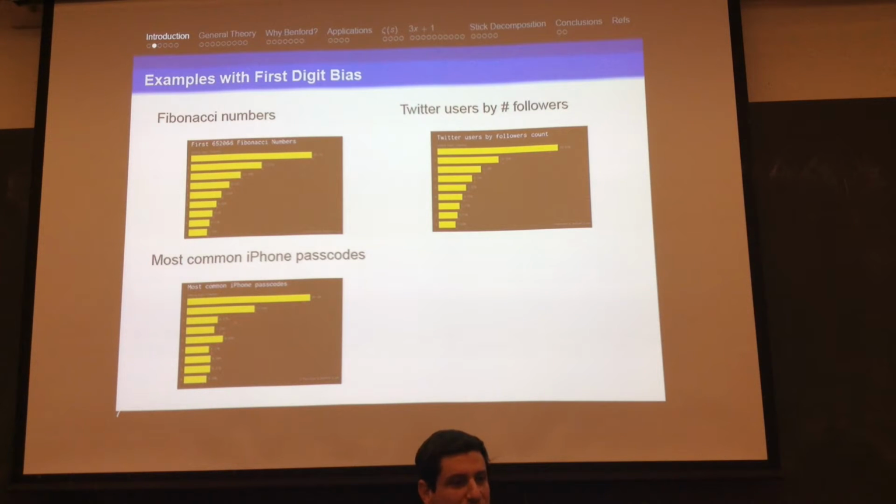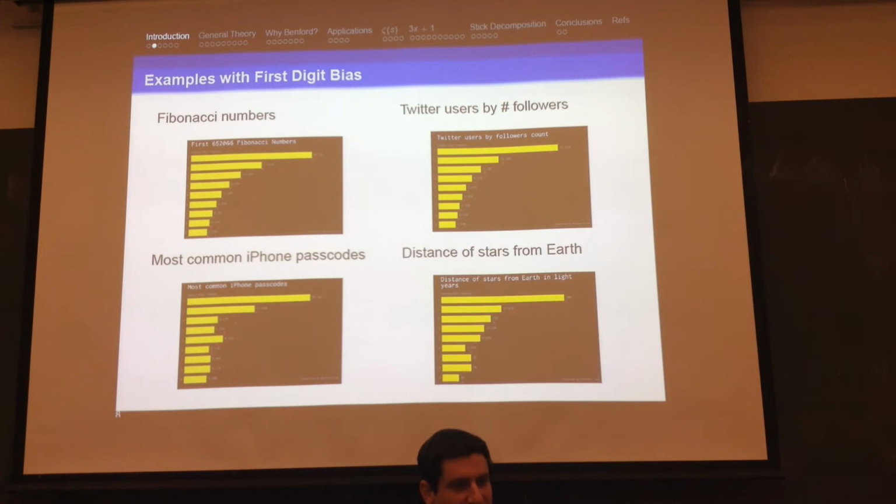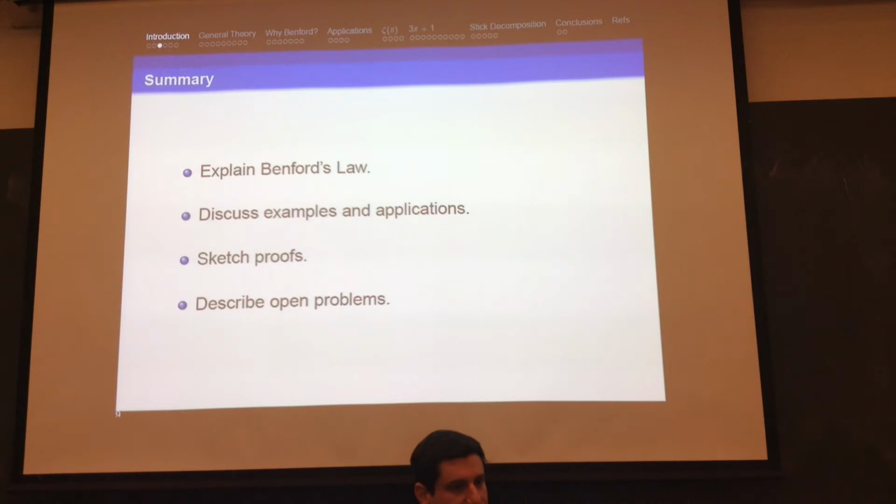Twitter users by number of followers. I'm not sure what Twitter is, but I think you all know what that is. Distance of stars from the Earth. Some data sets look closer to the Benford than others. The question is, why do they all seem to have this remarkable bias towards low leading digits? Where is it coming from, and how can we use this?